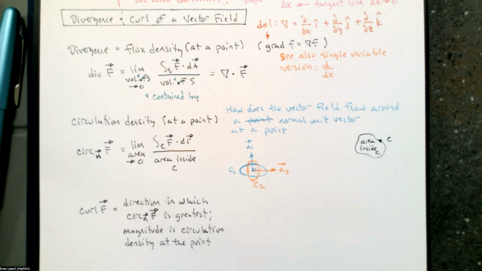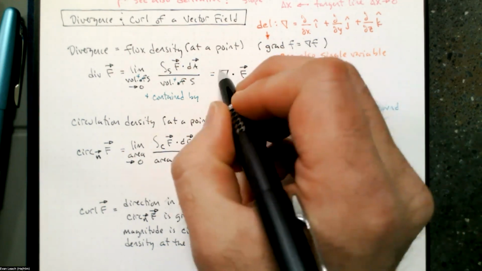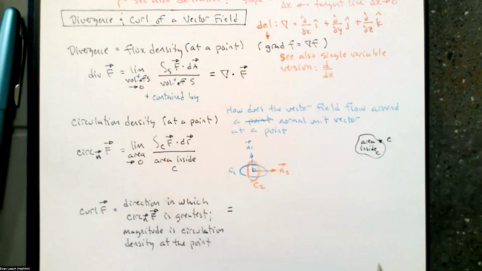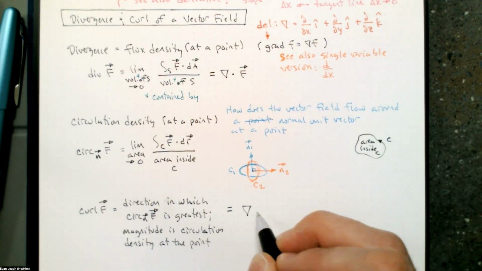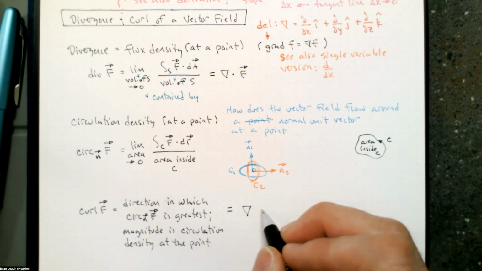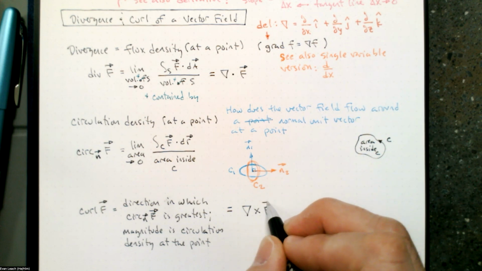The cool thing here is that if we want to calculate the curl, if we want to figure out the direction in which our circulation is greatest, we get to use the del operator. It's a derivative after all. And we just find the cross product of the del operator and our vector field.